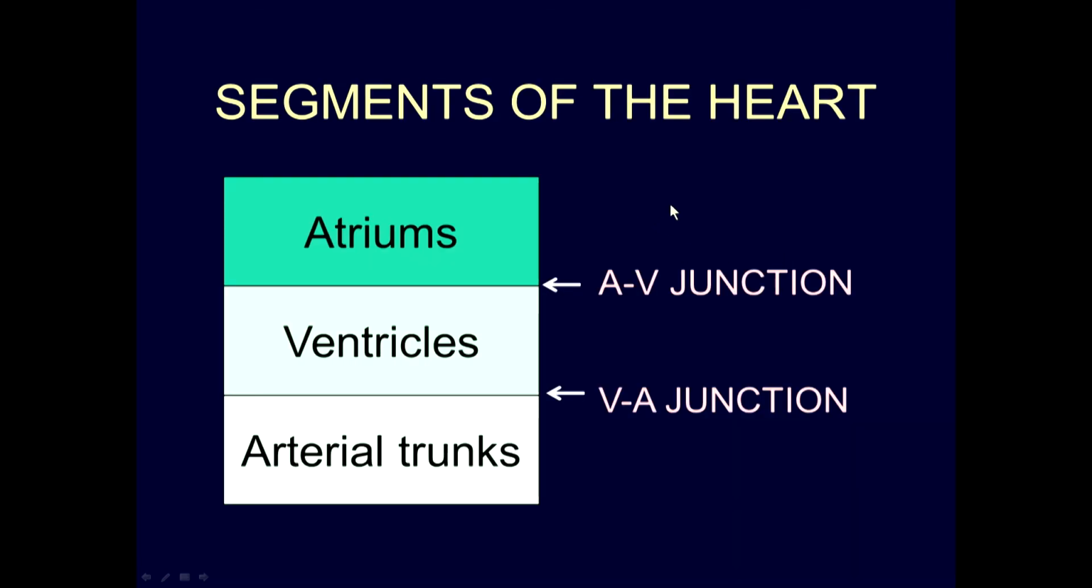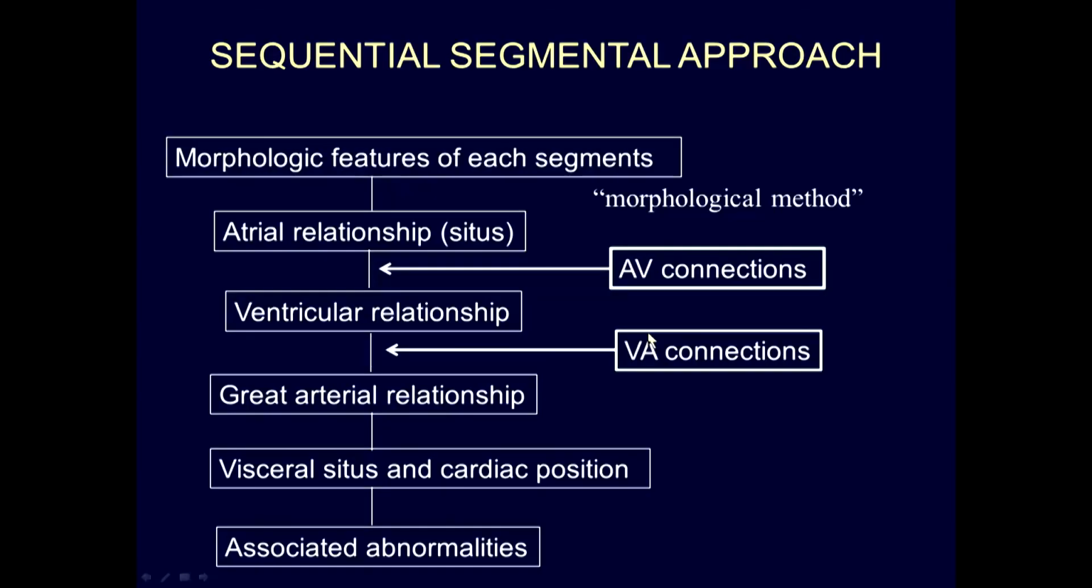So a logical approach and systematic description is very important. You can see we have the cardiac mass, atrium, ventricle, arterial trunk, and two AV or VA junctions. So we can diagnose especially complex congenital heart disease with this sequential segmental analysis.